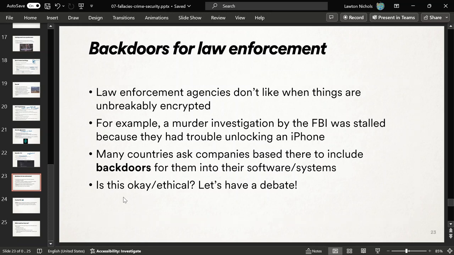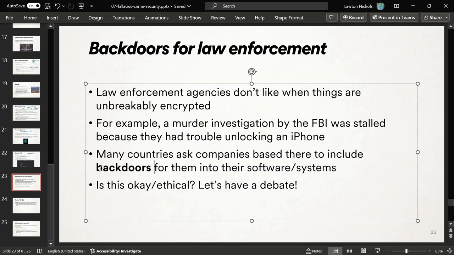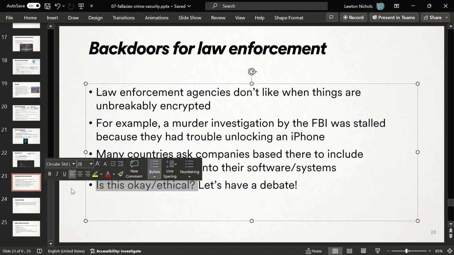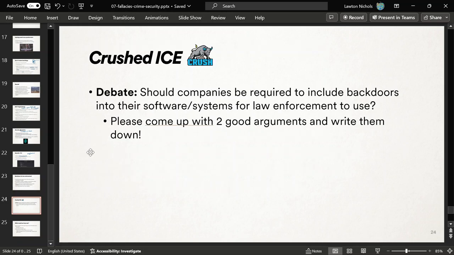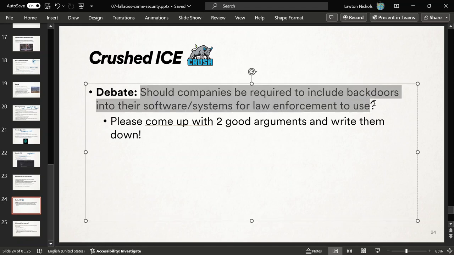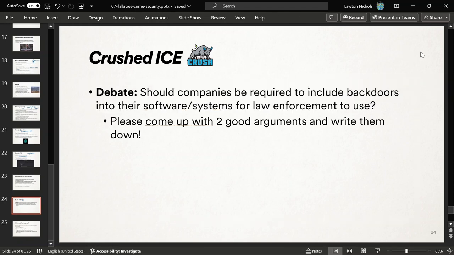That's the idea, right? And so the question is, is this okay or ethical? I think you can think of some reasons why this would be great to have, like law enforcement should have this access, or it would be a very bad thing for law enforcement to have this access or just to have it run freely. So let's have a little debate, all right? Here's the last participation question for the day. This idea of putting a backdoor in your website or in your app, is it a good thing? Should companies be required to include backdoors into their software, into their systems for law enforcement to use?